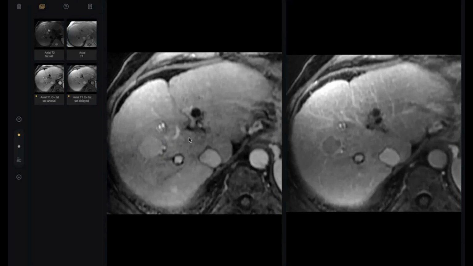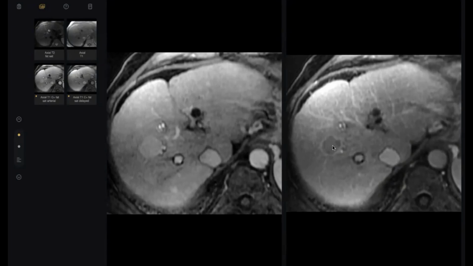Sir, it is homogeneous contrast enhancement. Yes, homogeneous. But in comparison to the liver parenchyma, is this hyper enhancement or iso enhancement? Sir, it is a little bit increased compared to the background parenchyma. So it is hyper enhanced. Hyper enhancing. Okay, what happened here?